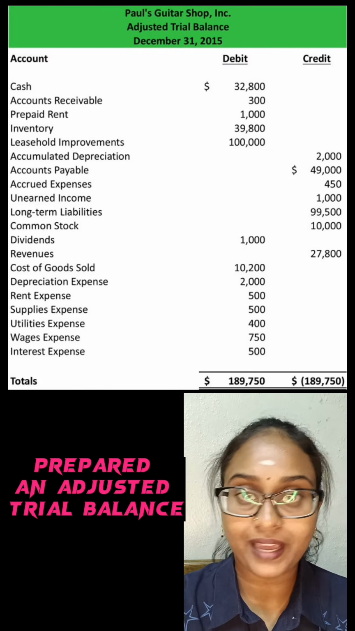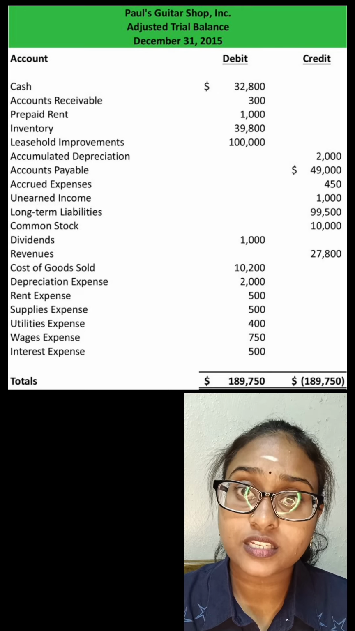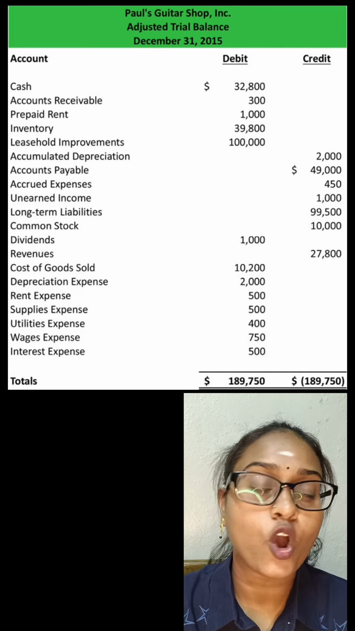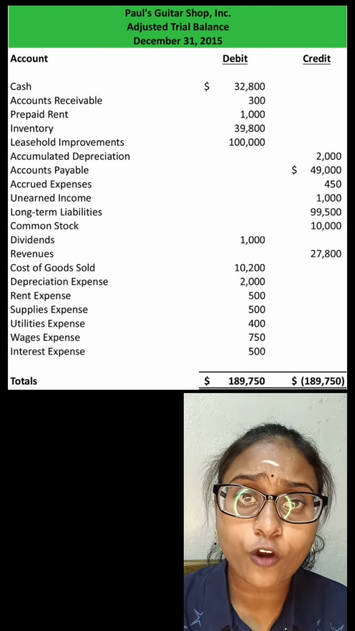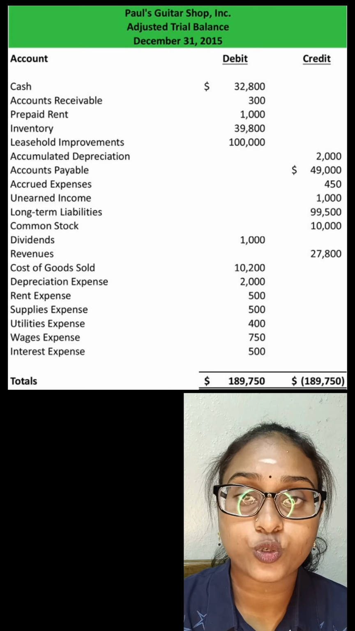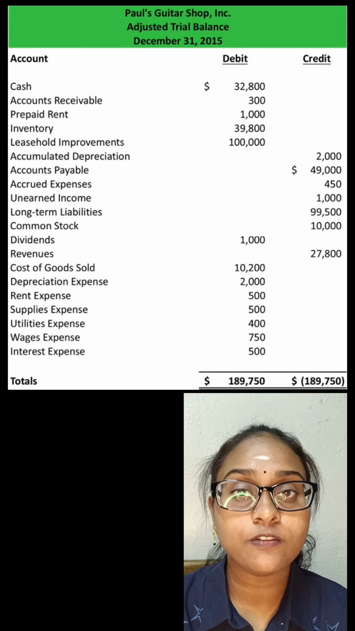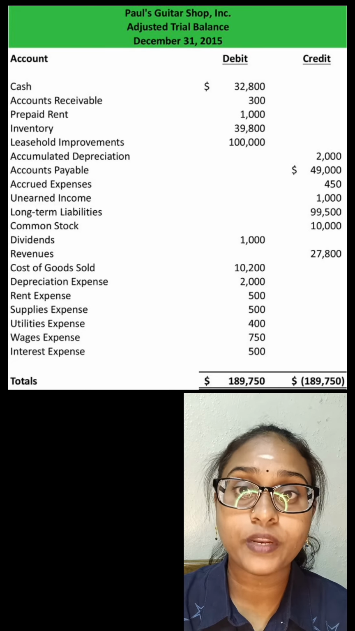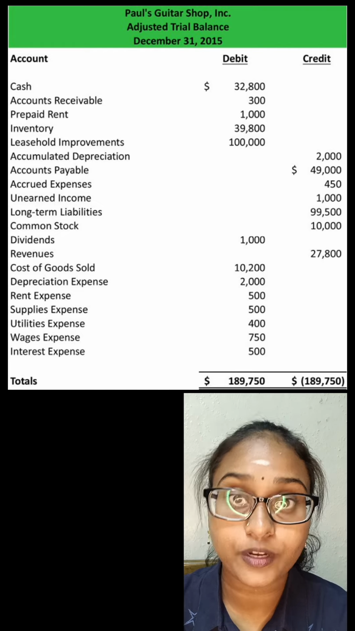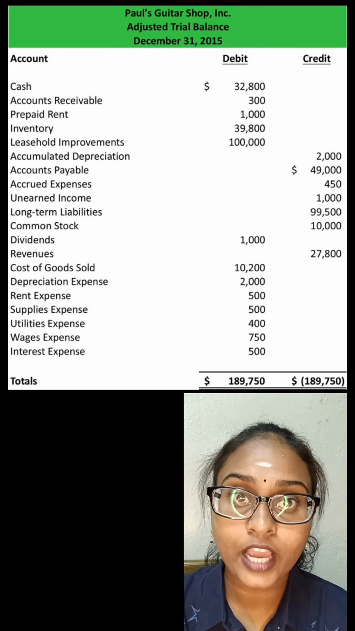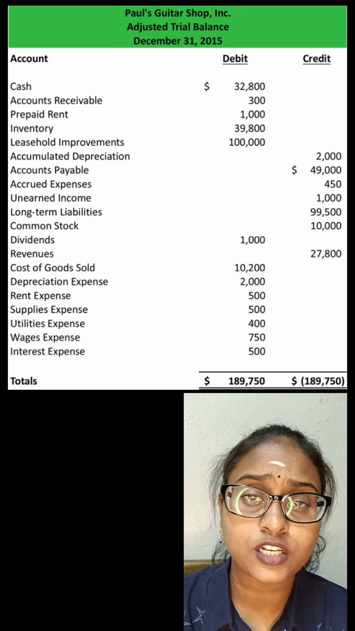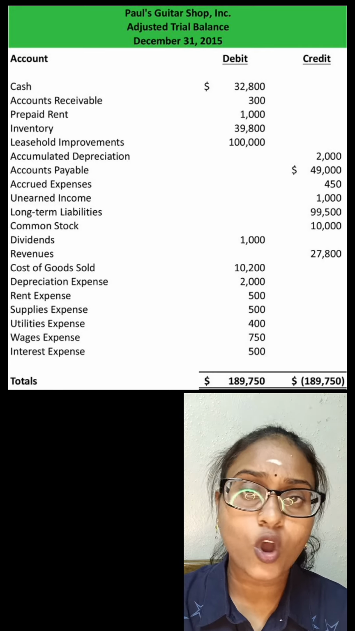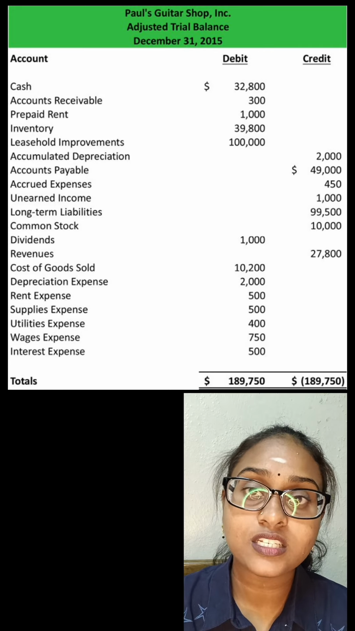Moreover, the sixth process is prepare an adjusted trial balance. An adjusted trial balance is a listing of the ending balances in all accounts after adjusting entries have been prepared. The intent of adding these entries is to correct errors in the initial version of the trial balance and to bring the entity's financial statements into compliance with an accounting framework such as generally accepted accounting principles or international financial reporting standards.